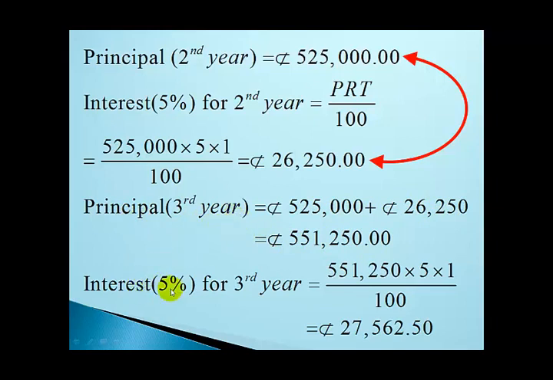Now that we have gotten the principal for the third year, we can now find the interest. That's the 5% for the third year, and this is equal to the principal for the third year, that is 551,250 cedis. Then we multiply by the rate, that is 5%, times the time of compounding, that is 1, divided by 100, and this is equal to 27,562 cedis, 50 pesewas.